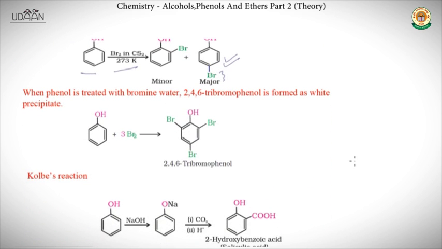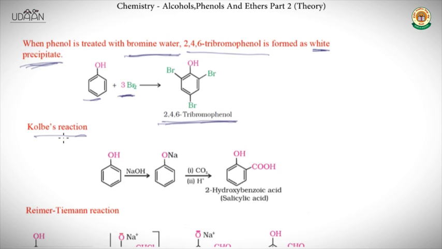Then when phenol is treated with bromine water, 2,4,6-tribromophenol is formed and it is a white precipitate. You should remember that it's a white precipitate because this is what differentiates phenol. Then we have the Kolbe reaction, in which phenol is first reacted with NaOH to form phenoxide ion. Then it is reacted with carbon dioxide and then with acidic medium to form 2-hydroxybenzoic acid, also known as salicylic acid.